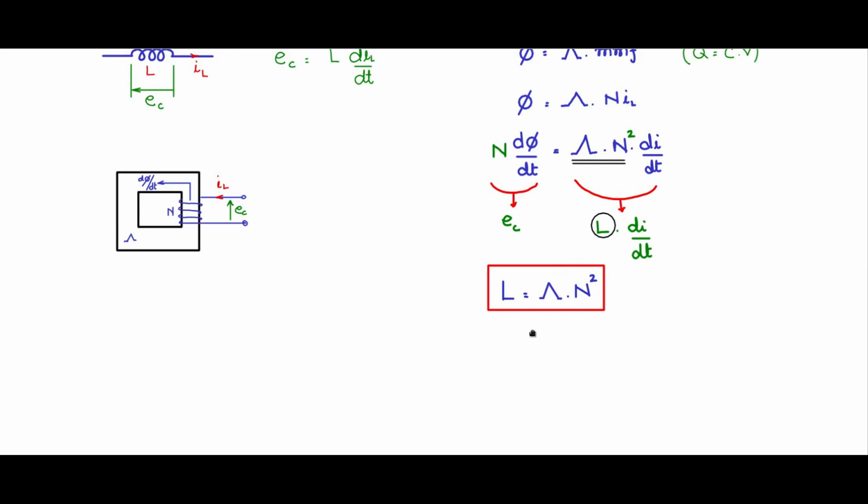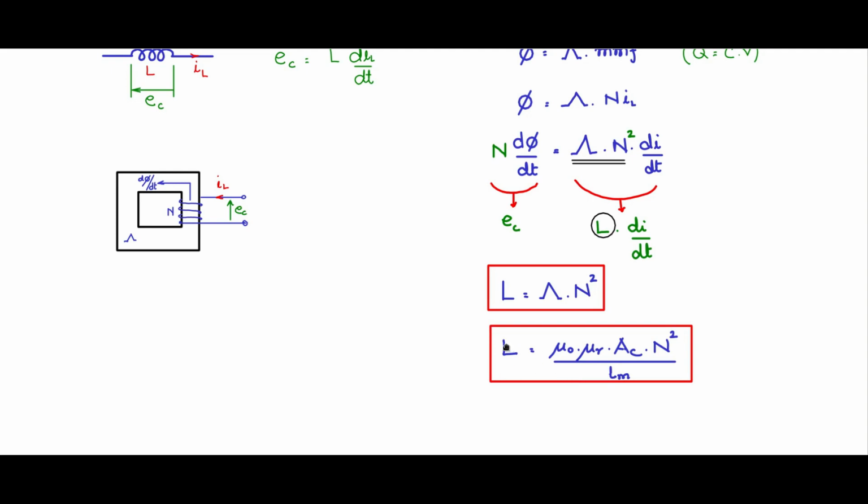Remember this. Now let us expand permeance. L is equal to mu naught into mu r into AC, the core cross section area, into N square, divided by Lm, the mean magnetic path length. So you see that the inductance is related to the permeability, the core cross section area, the number of turns, and the mean magnetic path length, all the physical and the magnetic properties. So this is one way of getting L from the magnetic and physical properties.